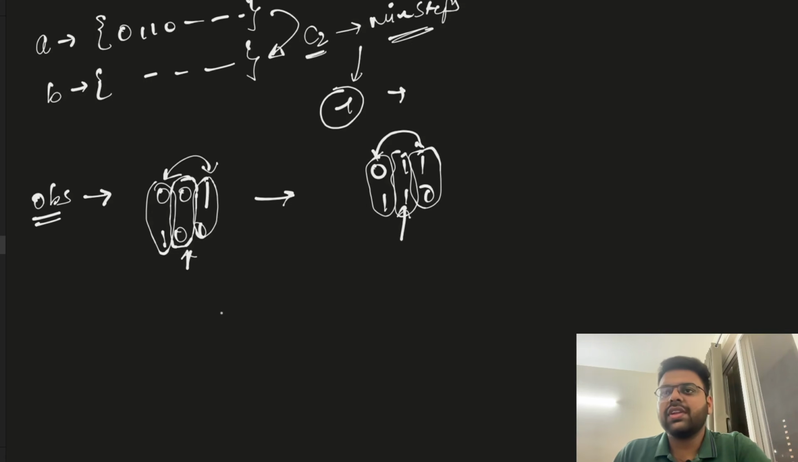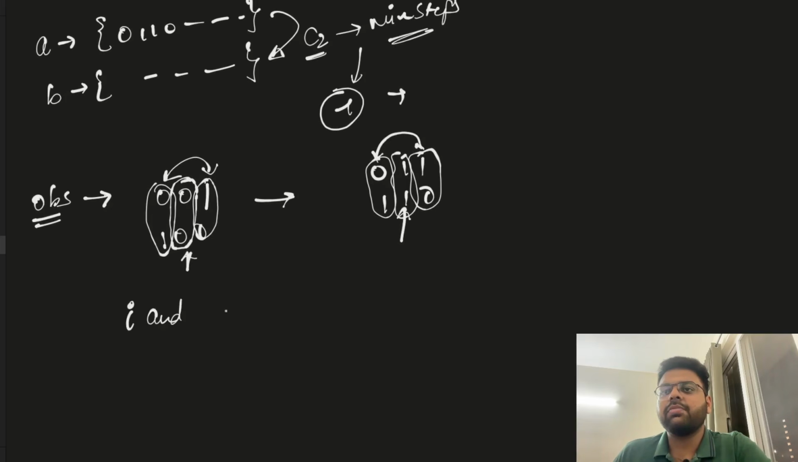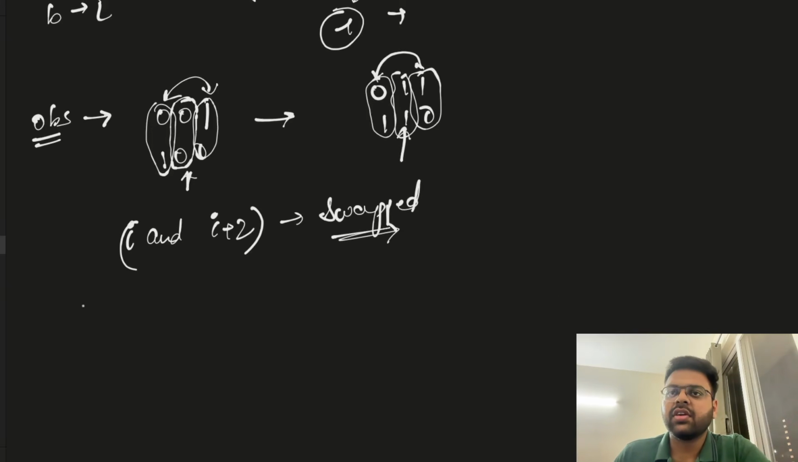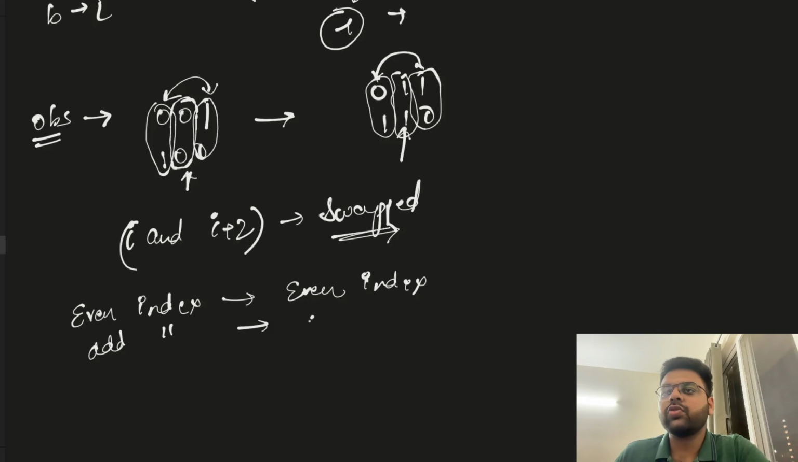So can we say that i and i plus 2 are getting swapped, right? And i plus 1 always remains at its original position, right? So can we say that every even index can only move to an even index and every odd index could only move to an odd index, right? Just try to think about this particular part. Once you understand this particular part, the problem would be just a piece of cake.